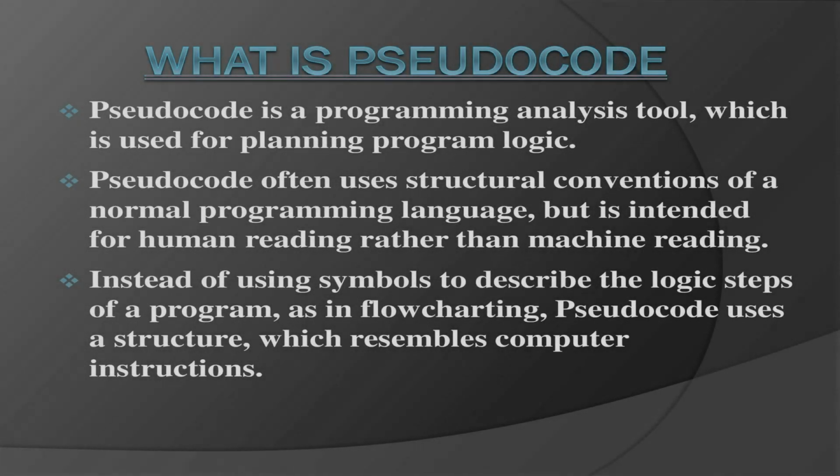Pseudocode is a programming analysis tool which is used for planning program logic. So, pseudo means imitation or false and code refers to the instructions written in a programming language. So basically, pseudocode is an imitation of actual computer instructions. Instead of using symbols to describe the logic steps of a program, as in a flowchart, pseudocode uses a structure which resembles computer instructions. Since pseudocode emphasizes the design of the program, it is also called program design language.